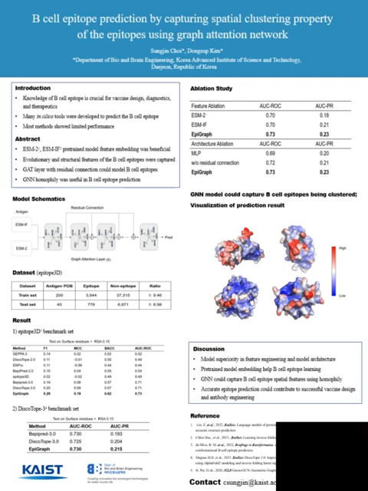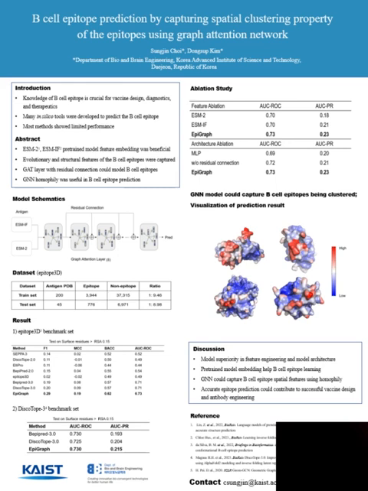I'm going to introduce my work, B-cell epitope prediction by capturing spatial clustering property of the epitopes using graph attention network. B-cell epitope is the binding site from the antigen which interacts with antibody. As we know more about the epitopes, we can use it for vaccine design, diagnostics, and therapeutic approach. So many in silico tools were developed, but their performance was rather close to random.